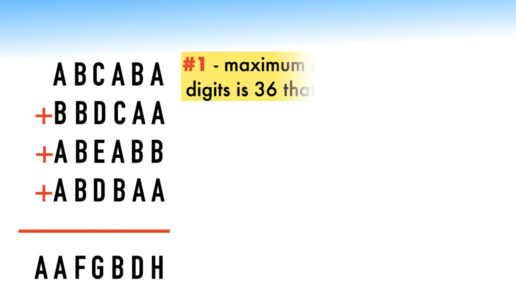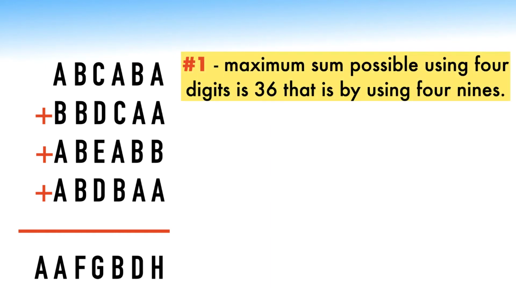Let me explain the solution now. There are three most important points one must remember before beginning to solve these kinds of math problems. Number one, since there are 4 numbers in each column, the maximum sum possible using 4 digits is 36. That is by using 4 nines.